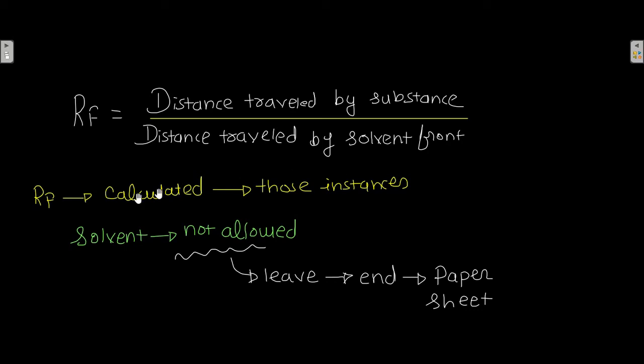Now this RF value can be calculated only in those instances where the solvent is not allowed to leave the end of the paper sheet. If the solvent escapes the paper sheet, then how are you going to measure the solvent front? And if the solvent front value is not there, then you cannot calculate the RF value.